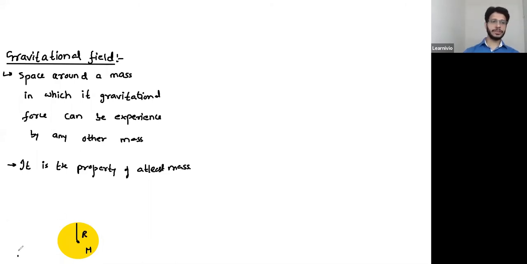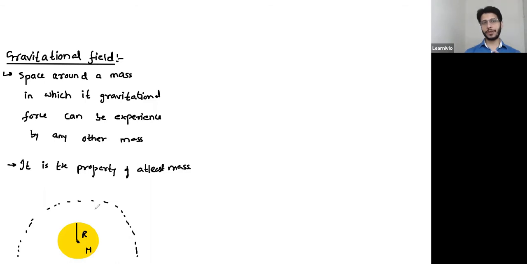So there is a region around this capital M in which the gravitational effect of capital M exists. That region is known as the gravitational field of capital M. If I take Earth, then there is a region around the Earth within which the gravitational effect of the Earth exists. That region is known as gravitational field. But that gravitational field is not visible. Just by looking at the mass, you can't decide up to what region its gravitational field exists.